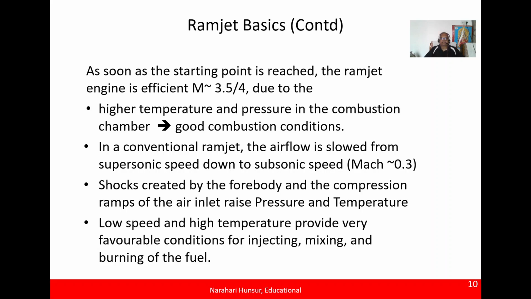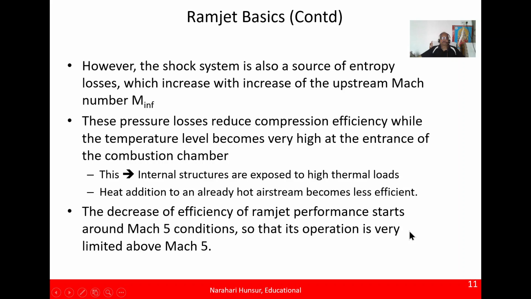Low speed and high temperature provide a very favorable condition for injecting, mixing, and burning of fuel. However, the shock system is also a source of entropy losses, which implies that pressure losses are there with increased temperature. And these temperatures become very high at the entrance of the combustion chamber, which implies internal structures are exposed to high thermal loads. Heat addition to an already hot stream becomes less efficient. So this decrease in efficiency of ramjet performance starts at around Mach 3.5, so that its operation is very limited above Mach 5.